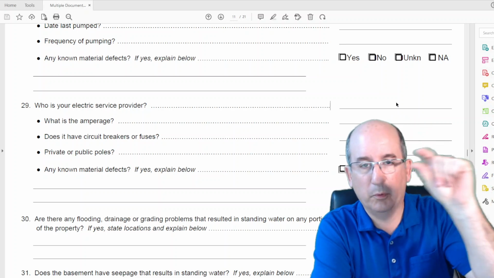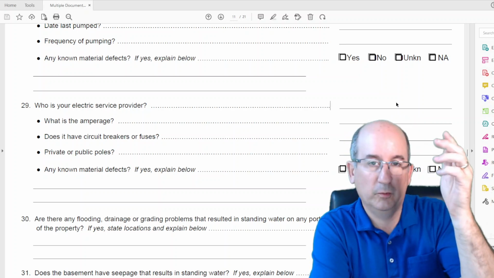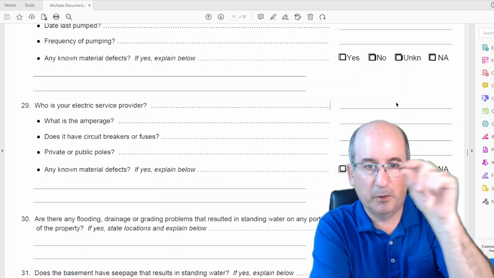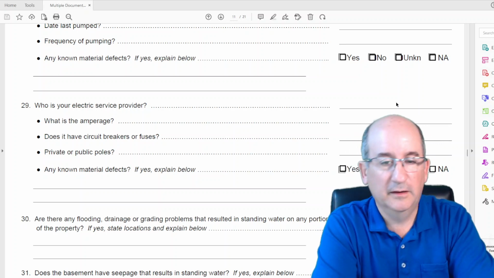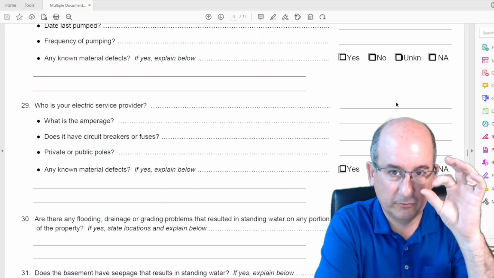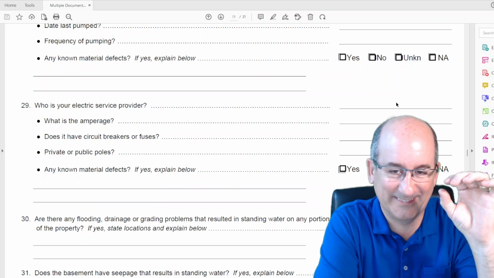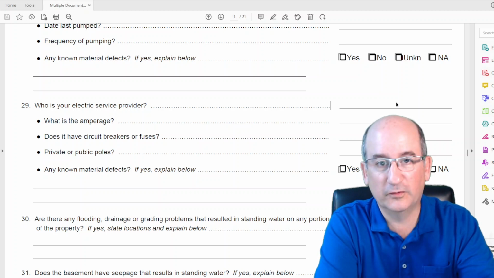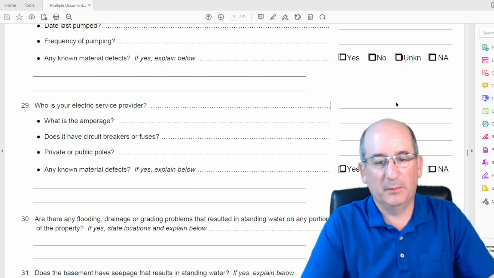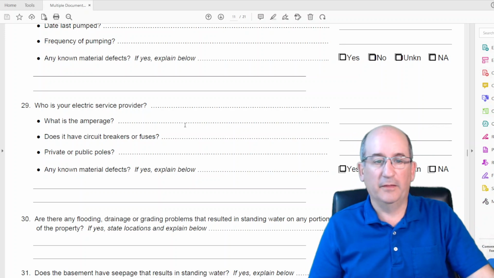It's usually the top breaker will have, like if it's 200, it'll have 200 on each part of the breaker, or 100 or 60. But if it has little round screw-in things, like, I'm just kidding. If it has fuses instead of circuit breakers, it's probably going to be 60, but hey, hopefully you don't find that.